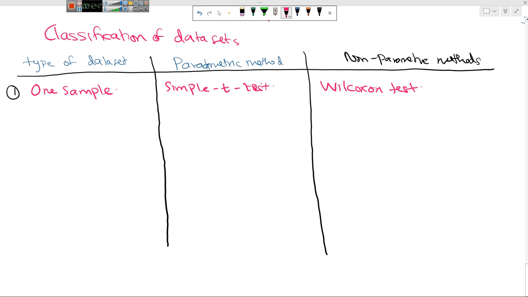Now we may have two sample tests. If we have two samples, they might be independent or dependent. So we may have two independent samples and two dependent samples. Two dependent samples, for example, are before and after cases. For two dependent samples, we may use the paired sample t-test, and here we can use the Wilcoxon test.